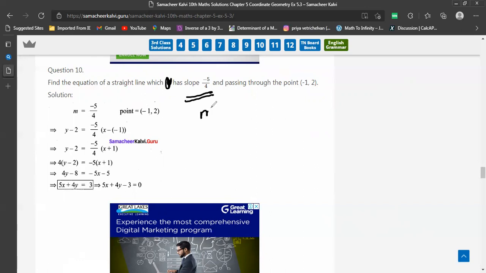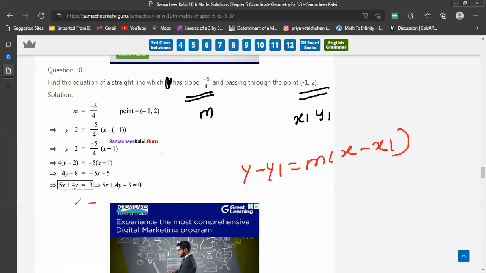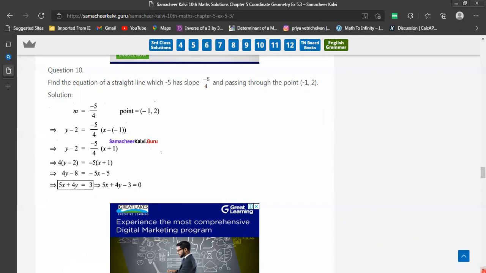So slope is always m. The point can be assumed as x1 and y1. We know the equation of a straight line, which is y minus y1 is equal to m into x minus x1. So just substitute on this, we'll get the answer. Can you follow? Yeah.